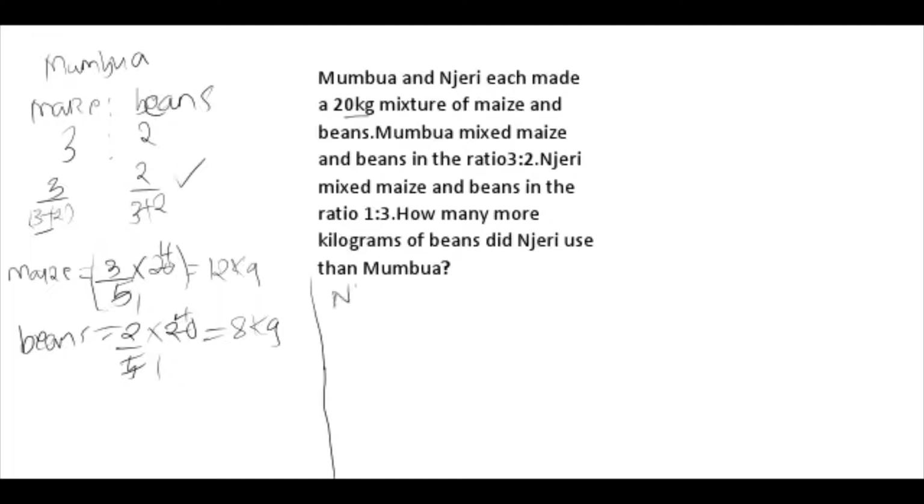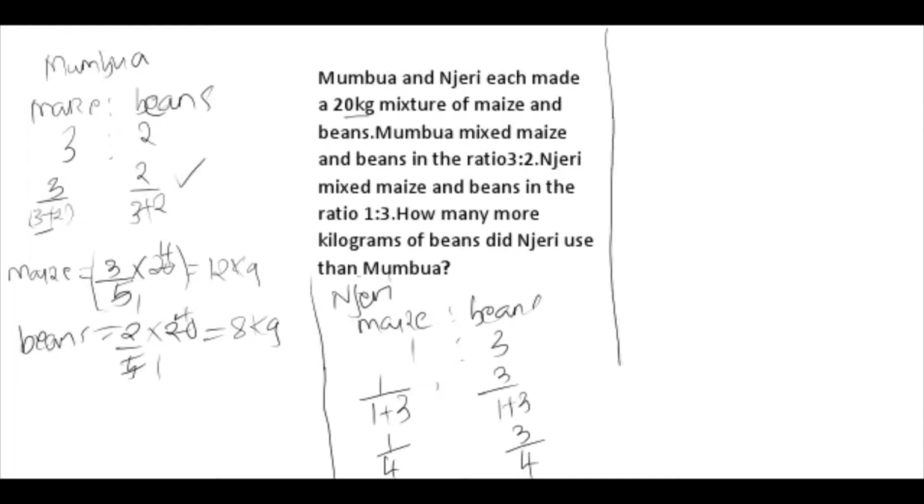Then for Jerry, we have maize to beans as 1 to 3. So the fraction will be 1 over 1 plus 3. Then for beans we have 3 over 1 plus 3. So the fraction of maize is 1 over 1 plus 3, which is 4. Then that of beans is 3 over 1 plus 3, which is 4. So then we are going to calculate the amount of maize and that of beans.